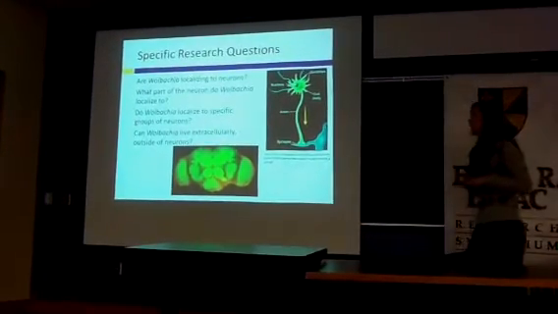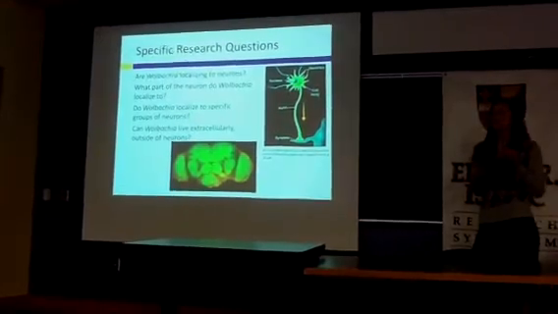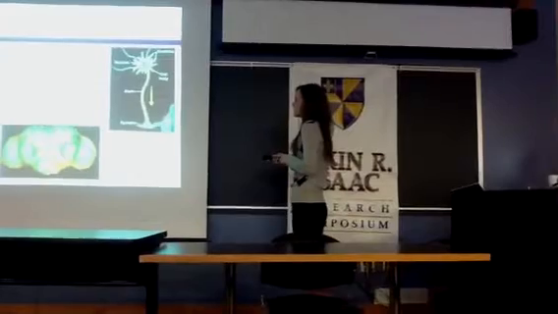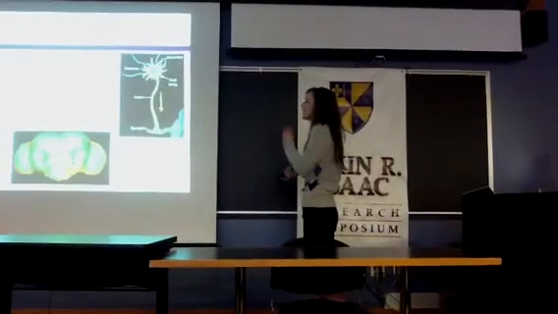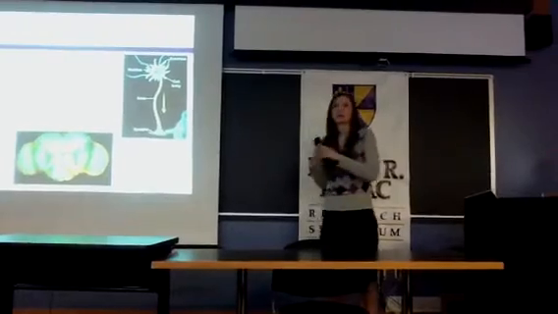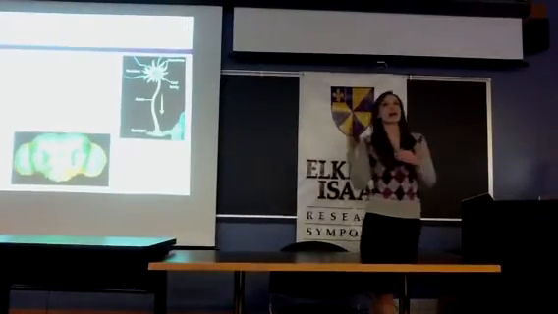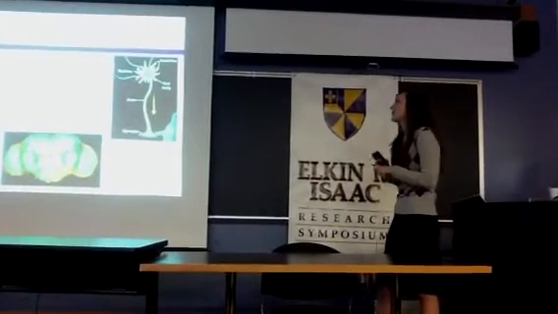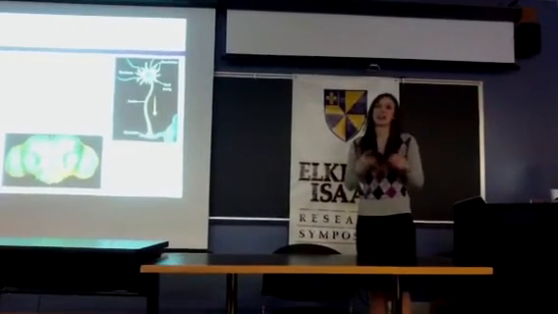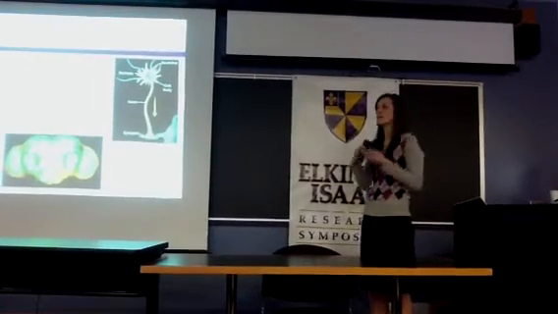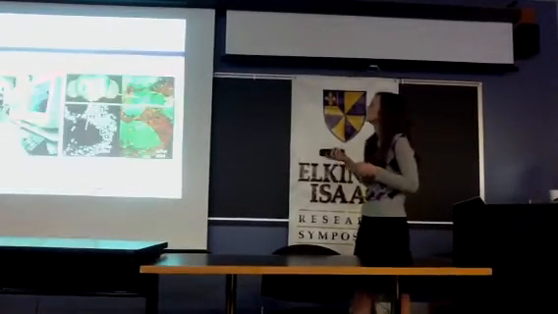Also, we want to analyze if Wolbachia localize to specific groups of neurons. So the Drosophila central brain is divided into these specific regions, and all of these regions are just composed of groups of neurons. So we want to know which of these regions the Wolbachia are localizing to. And lastly, we want to know if Wolbachia can live extracellularly outside of the neurons. So if it's possible that they're occupying the space around the neurons.